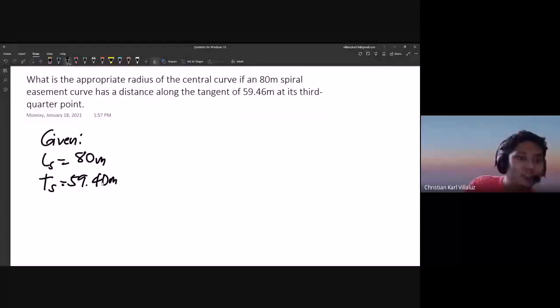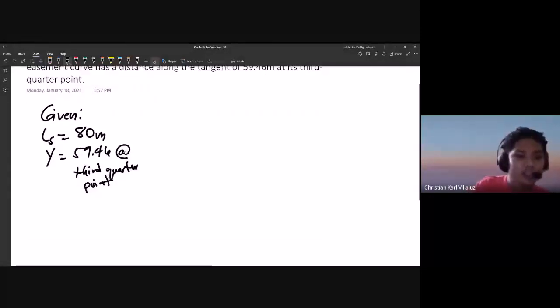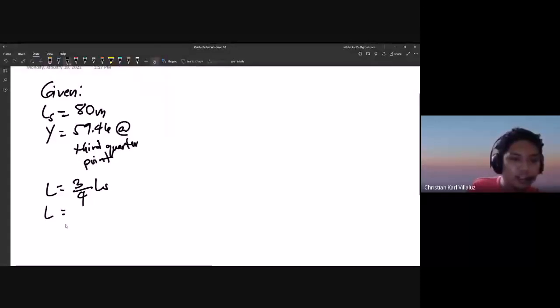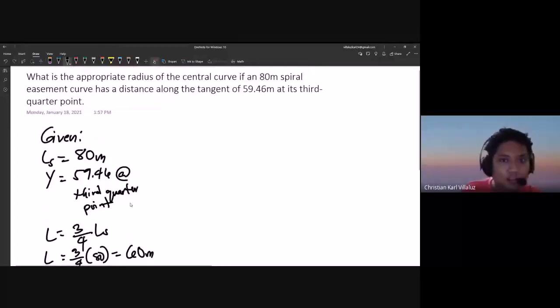Distance along tangent is y. Okay? Y is 59.46 at third quarter point. So pag sinabi natin third quarter point, that's located 3/4 along the length of spiral. So ang L pala natin ay 3/4 of LS. 3/4 of 80 is 60 meters. Pinapahanap dito ay hanapin yung radius of the central curve. Okay.